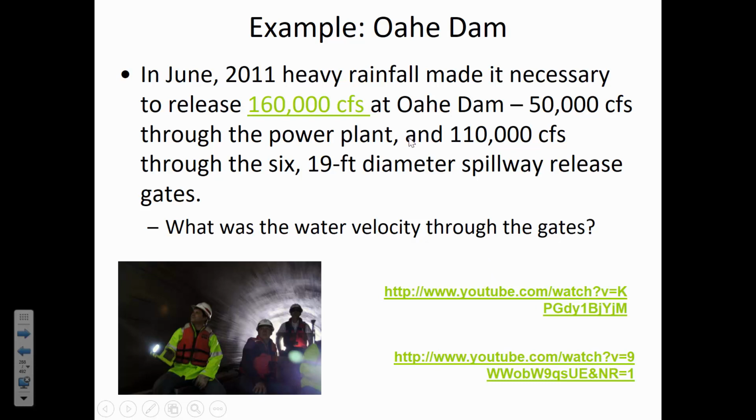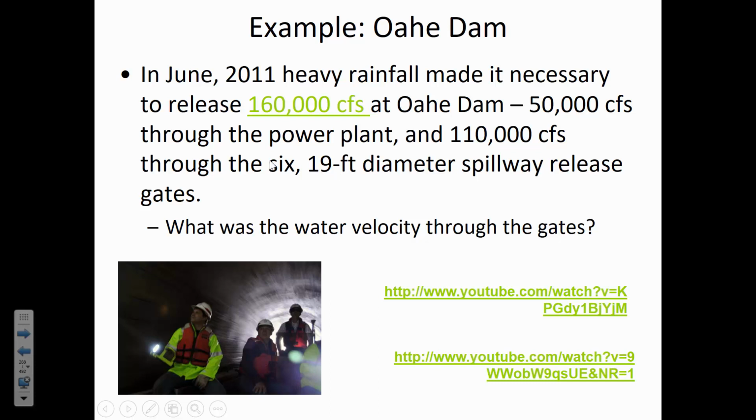So what we know is that we have 50,000 going through the power plant, but that's what we weren't looking at. What we were just looking at was the spillway release gates. I looked up some information about those gates. They're 19 feet in diameter, so enormous, much bigger than it would have looked from the videos, I guess because we didn't have anything of a known size for perspective. There are 6 of them.